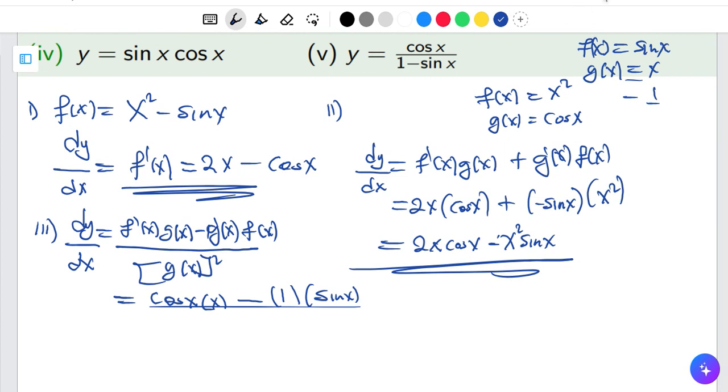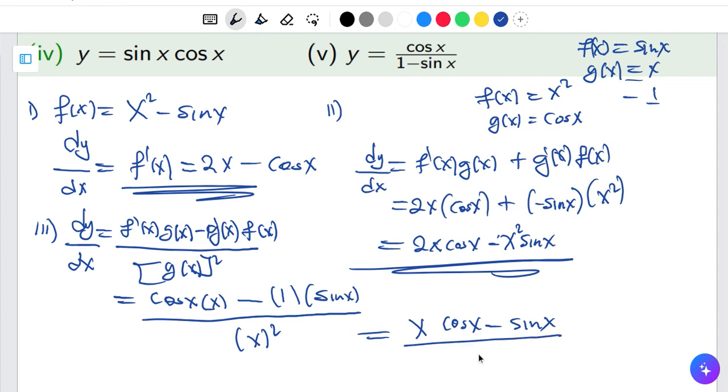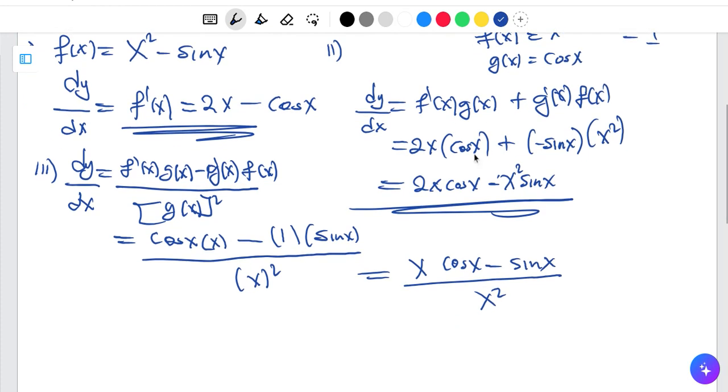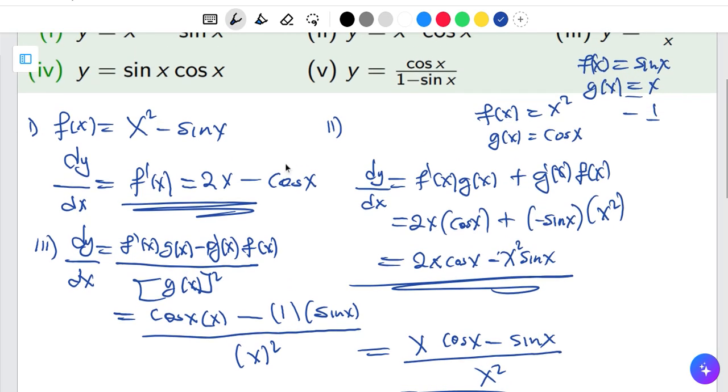So meaning to say we have x squared. So what are we going to have? We're going to have x, which is this one, I'm writing it first, and then I write cos x, and then minus sine x, and then divided by x squared. Alright, so this is what we have as our final answer. And from there, you are done. Okay, now let's see the fourth one.